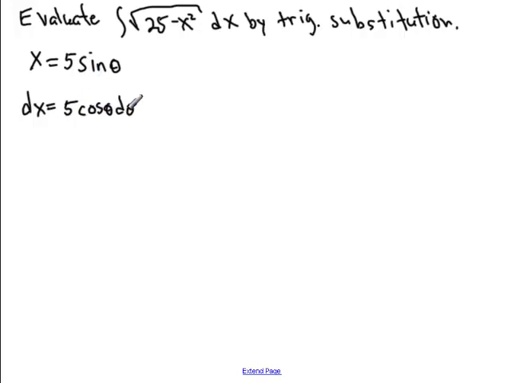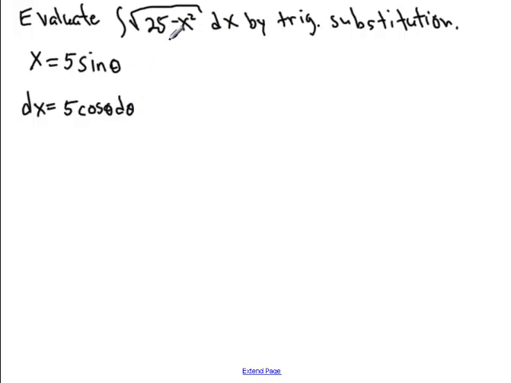Now notice, we don't need to be worried about the fact that there's no cosine theta in our problem. There's no sine theta for that matter in our problem. What we're doing here is substituting the x value. So we're going to replace this x by 5 sine theta. The dx is going to be replaced by 5 cosine theta d theta.